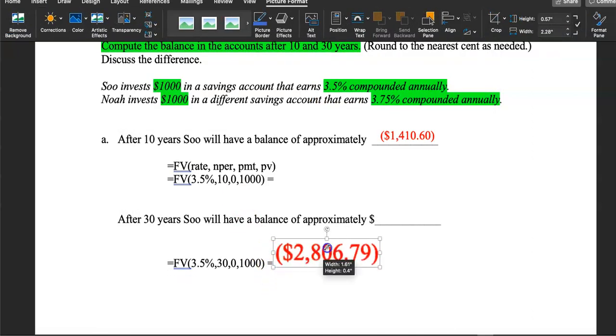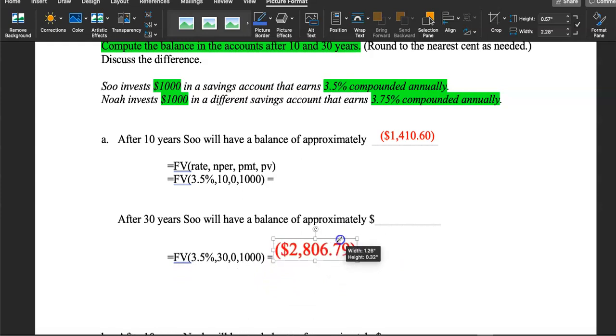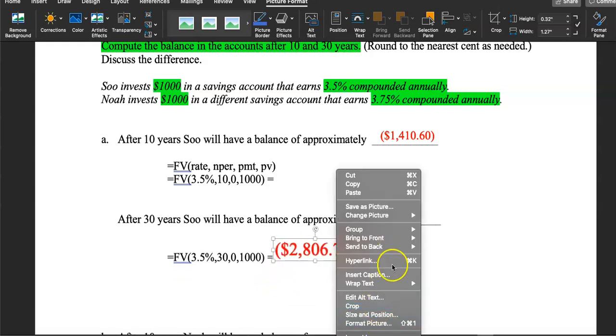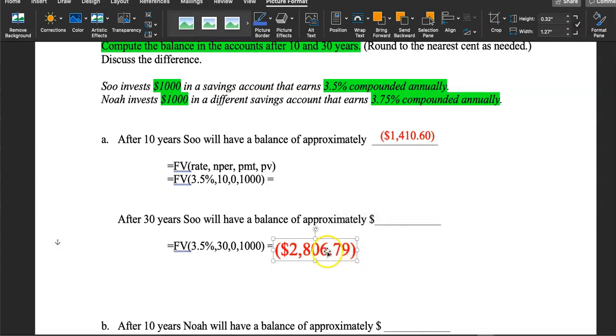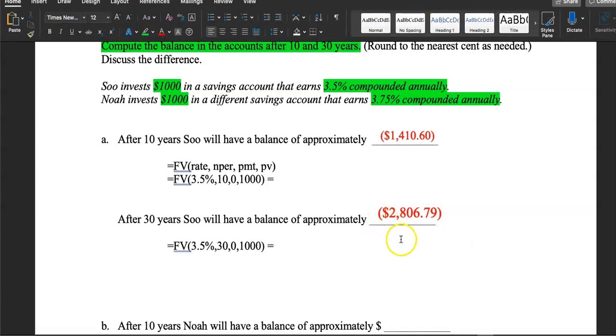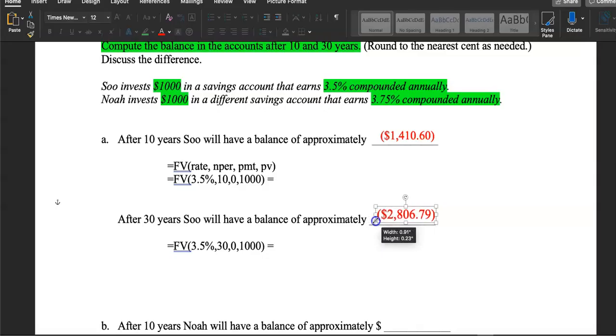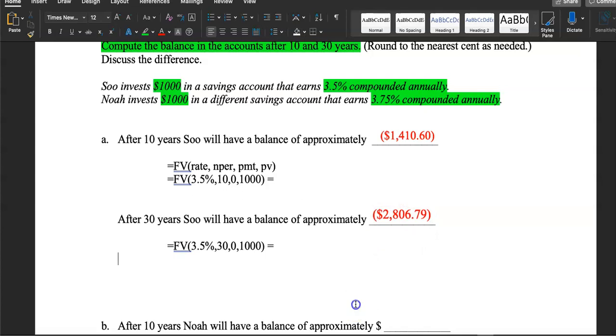All right, so that's the amount she's going to have after 30 years. Now, what else are we doing? Now, I read another name. There is also Noah. Noah is my son.